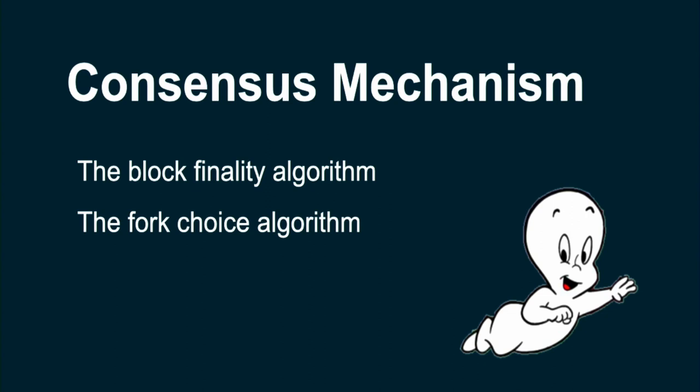And I do love talking about this, so I will go a little bit deeper. I hope I don't lose you. Let's see. Casper FFG is the name of the finality algorithm. So basically, and yeah, I want to relate it more to the validating process.